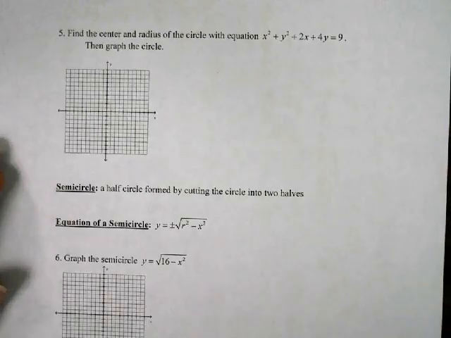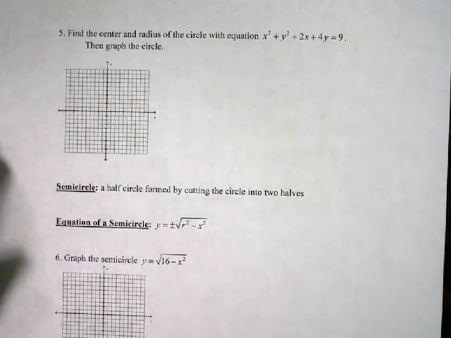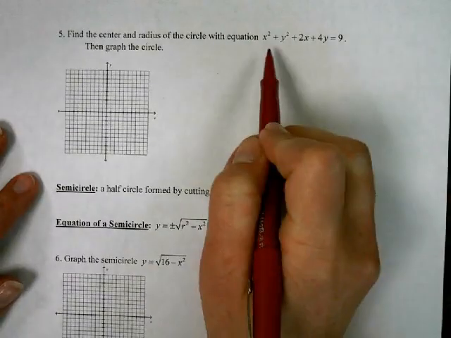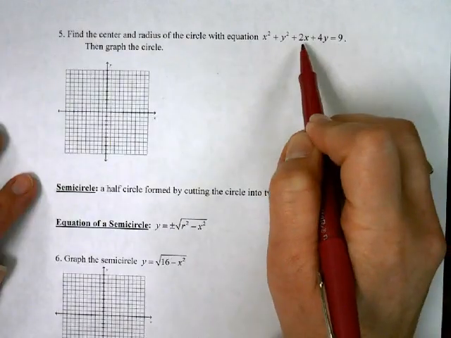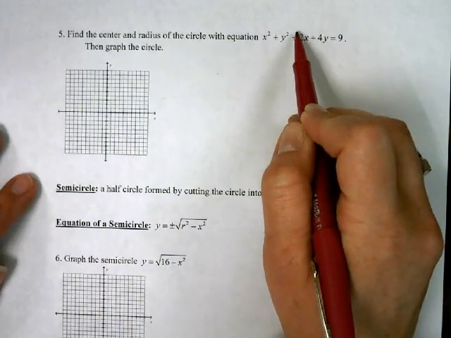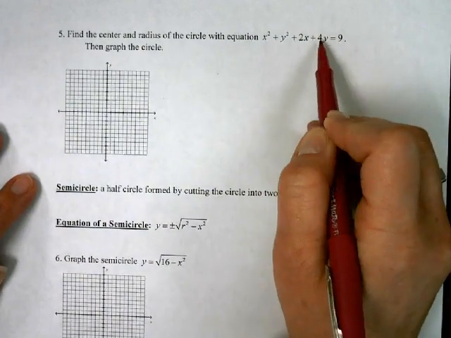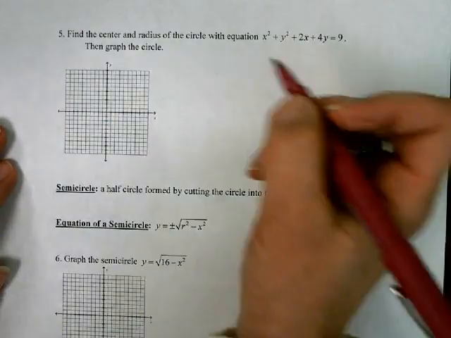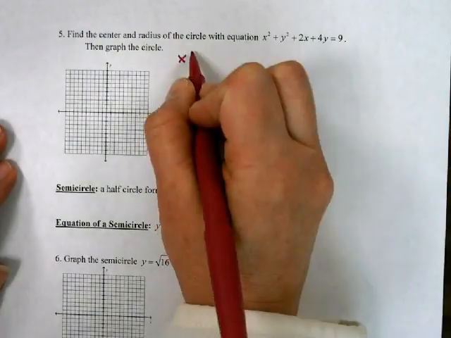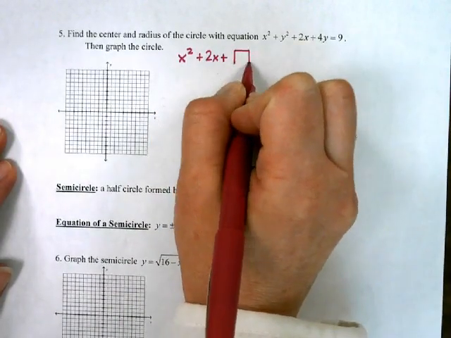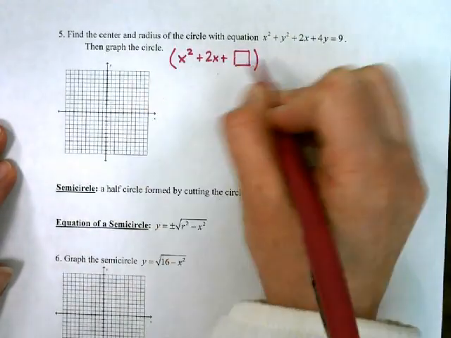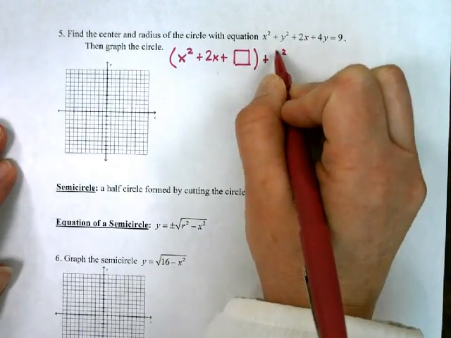All right. Number 5 says find the center and the radius of the circle. X squared plus y squared plus 2x plus 4y equals 9. Okay. This time we have an x term and a y term, so we're going to have to complete the square twice. All right. So I'm going to group things together. X squared plus 2x plus a box plus y squared plus 4y.